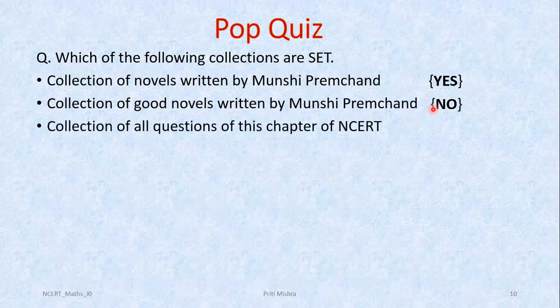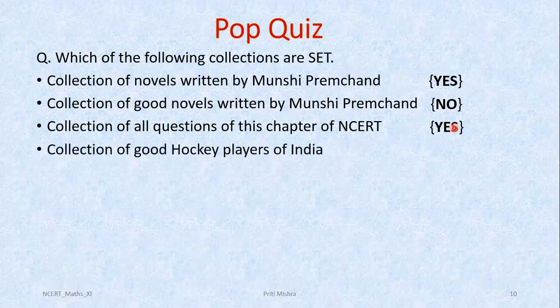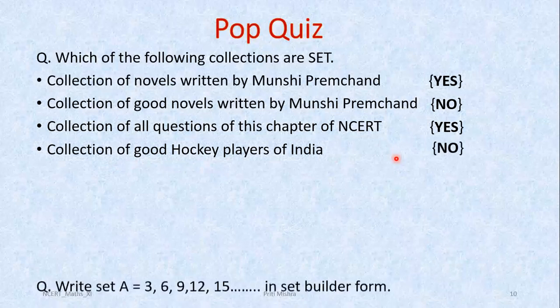Next one is the collection of all questions of this chapter of NCERT. Is this a set? Yes, because you have a limited number of questions in NCERT for this chapter, so all of that can be framed in the form of a set. So this is a set. Collection of good hockey players of India. Again, this collection is based on choice. They are asking good, which we can't define. So once again, it will not be a set.